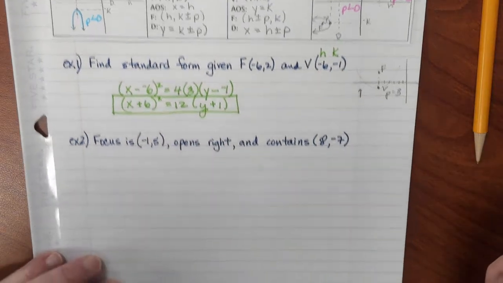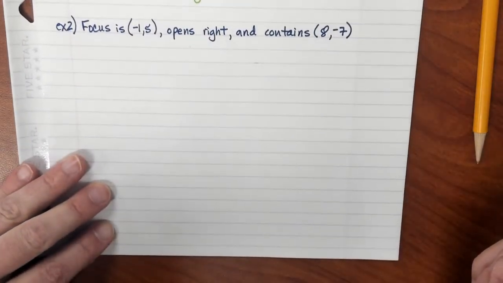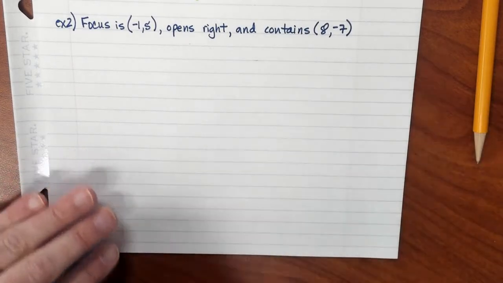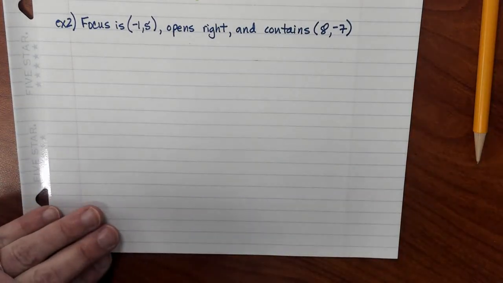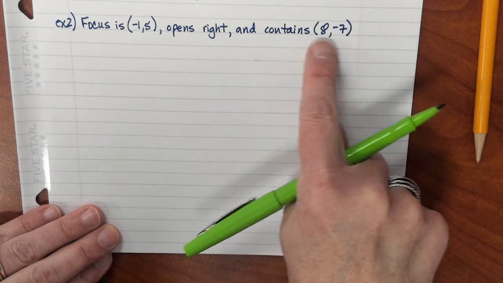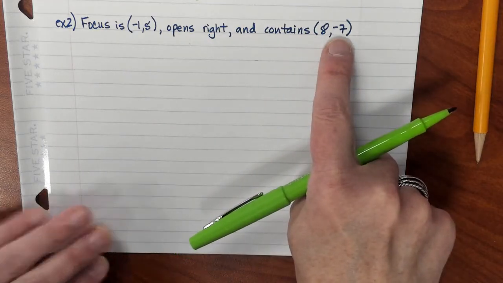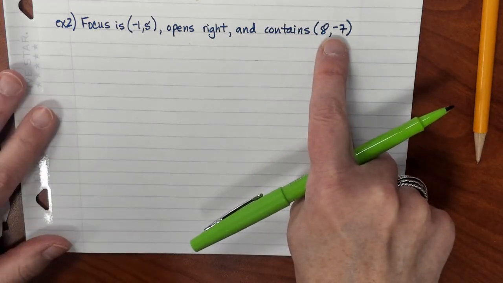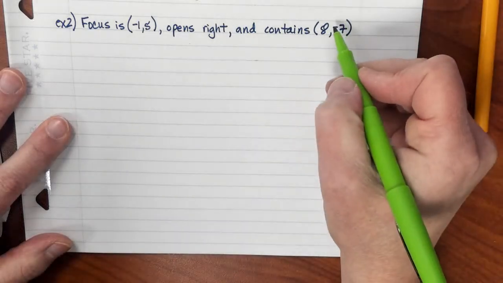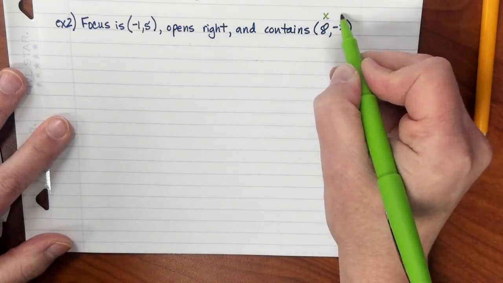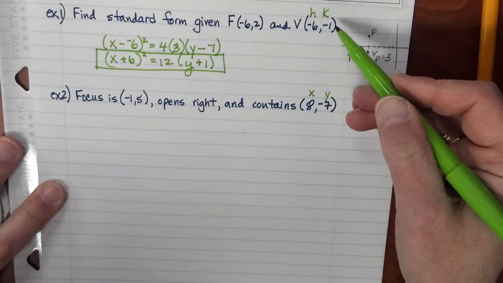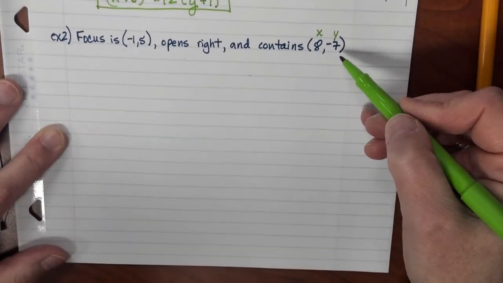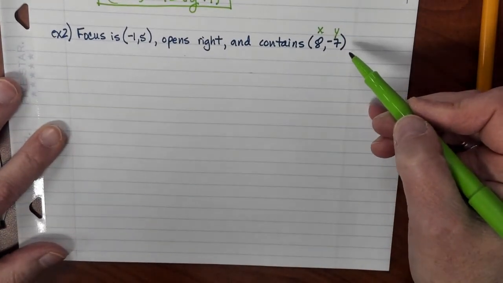All right, let's try another one. If I give you the focus is -1, 5, I tell you the parabola opens to the right, and I'm asking you to find the equation if it contains this point. All right, this is not my vertex. It just contains that. So that's not an h and a k, that's an x and a y. All right, the vertex was h and k. This is just an x and a y on the parabola.